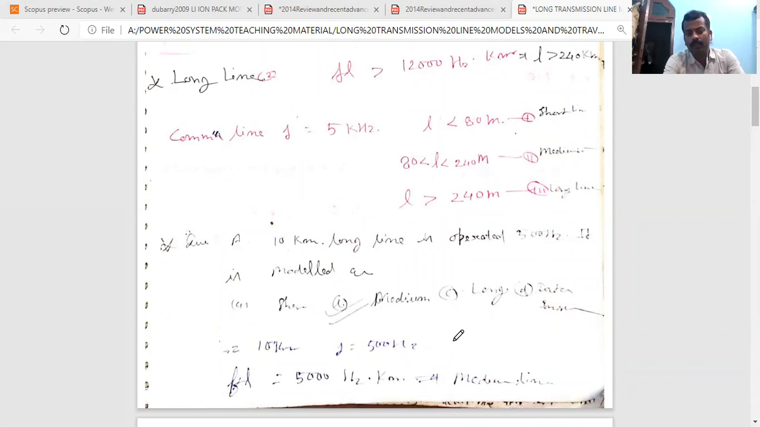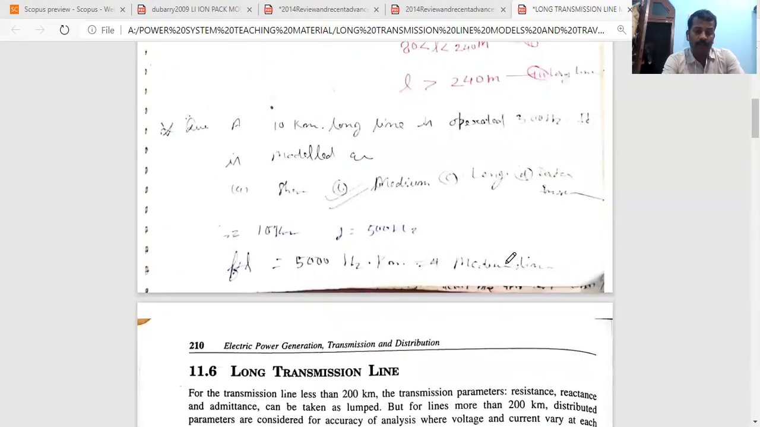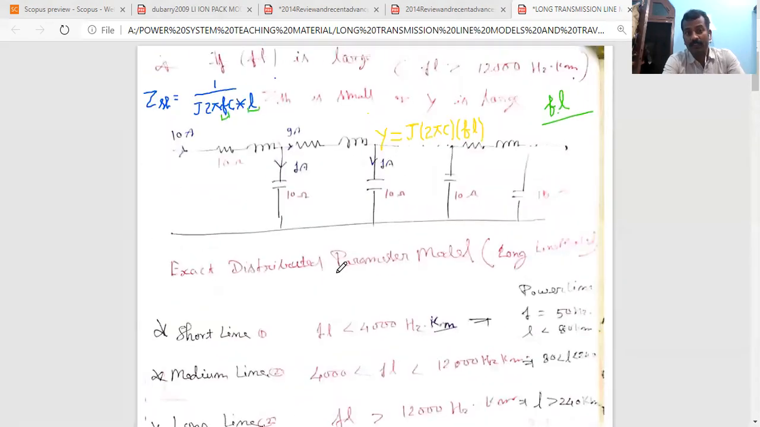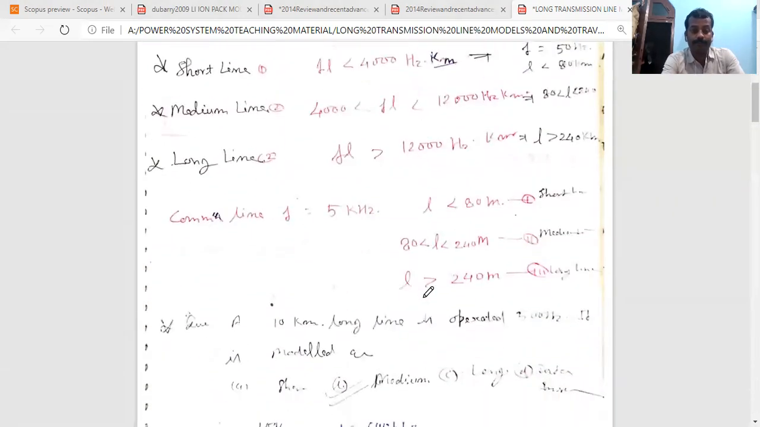In many books, transmission lines are classified on the basis of the length of the line. But if you don't know, the classification of a transmission line is estimated on the basis of the product of the frequency and length of the transmission line. Hence, you can make a mistake. Hence, you have to be very careful. These notes are very important for you from the GATE point of view.